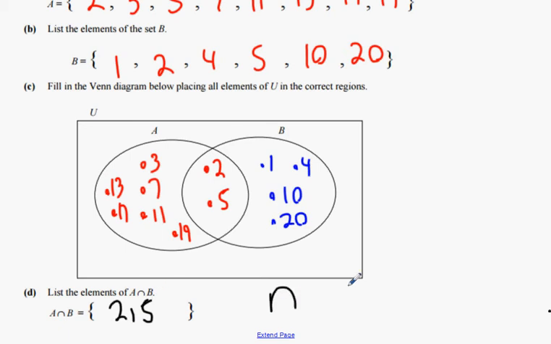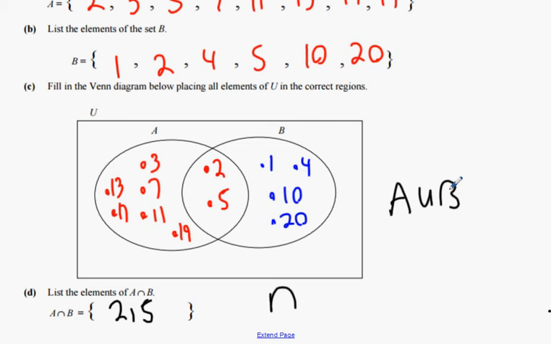Can anybody tell me what intersection means in English? What two things do they both have to do? What isn't 'or' means you can do either. If I said A union B, that means it can be either a factor of 20 or it can be a prime number. But if I say A intersection B, that means it has to be a factor of 20 and a prime number at the same time. That's the difference between intersection and union.